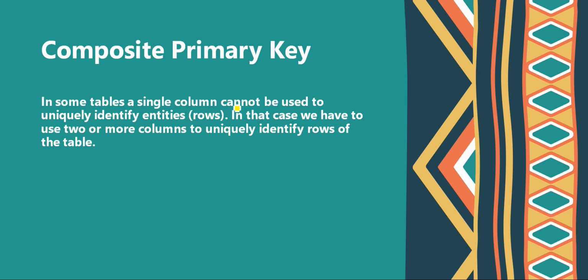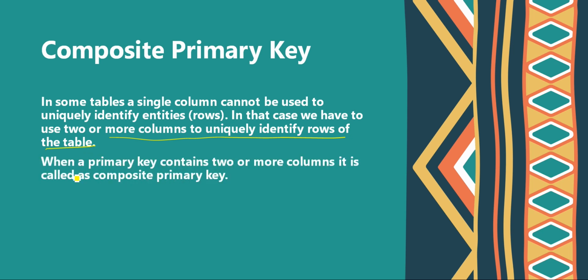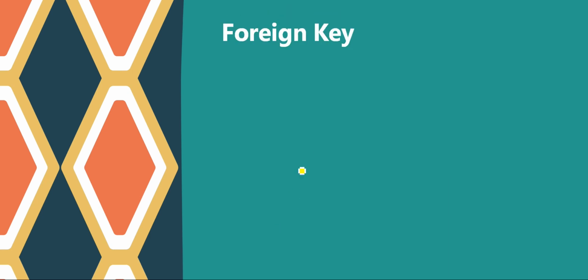In some tables, a single column cannot be used to uniquely identify entities or rows. In that case, we have to use two or more columns to uniquely identify rows of the table. So when a primary key contains two or more columns, it is called a composite primary key. If you still have any doubt, don't worry, because we are going to deal with these keys in great detail in one of our classes, because there are many more keys.